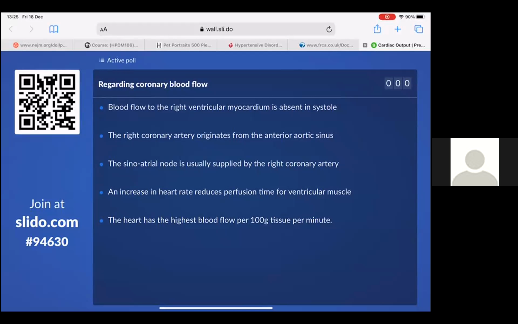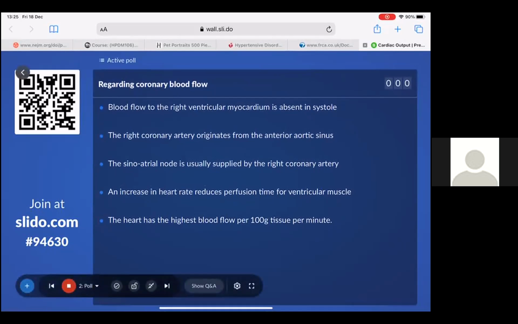It's got the highest oxygen, it might well have the highest oxygen extraction. Yeah, so the first one's false, and of the other three, the last one's false. Great. Good stuff.